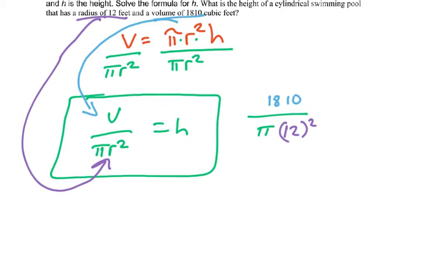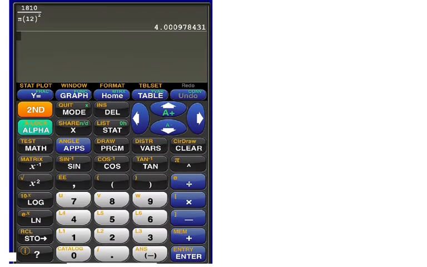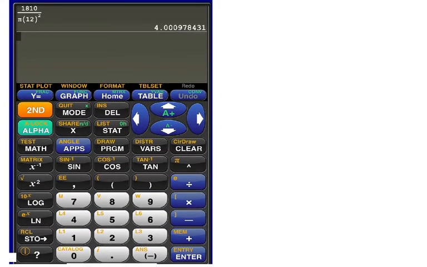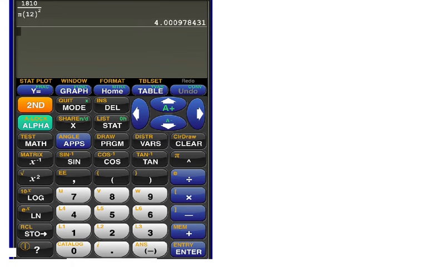The v I'm putting in blue, right? And that's 1810, right? The r I'm putting in purple, right? And the r is 12 feet. And then you just solve for h, okay? Now, this is something that's a little messy, so we can go ahead and do this on a calculator. So we can see here, I typed it in the calculator, and when we solve this, we get our final result, which is roughly 4, okay?